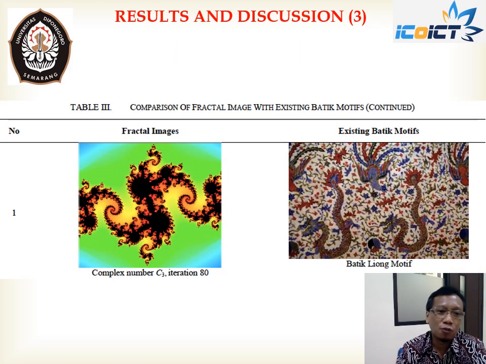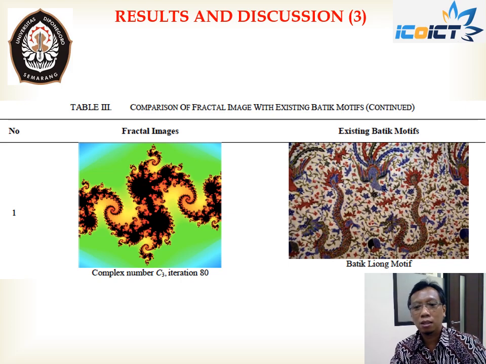This is the result of the images generated by Julia Fractal. This is the comparison of fractal images with existing Batik motifs. On the left side are fractal images generated by Julia set, and on the right side is the existing Batik motif. This is the comparison between two images, from Julia set and from existing batik motif. This is for the batik Liong motifs. This is considered to be, I think, similar to batik Liong motif.